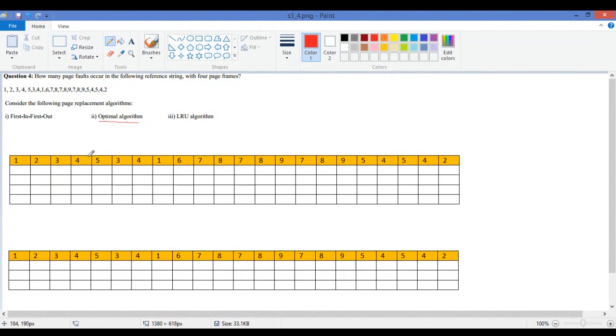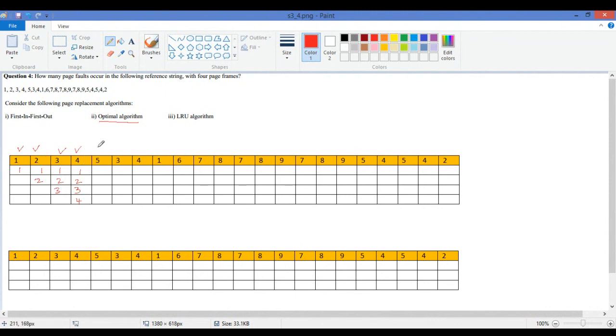Look here, up to 4 steps, this is the same. For example, this is page fault 1, 2, 3, 4. All these are page faults. Okay, here you have 1, 1, 2, 2, 2, 3, 3, 1, 2, 3, and this is 4. Okay, up to here you have 4 page faults.